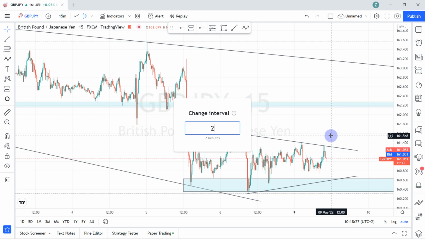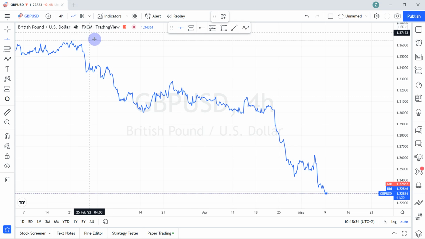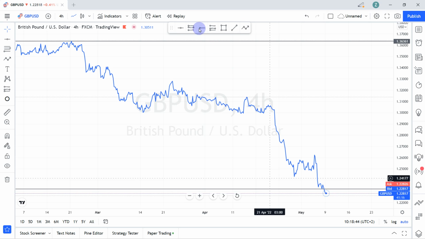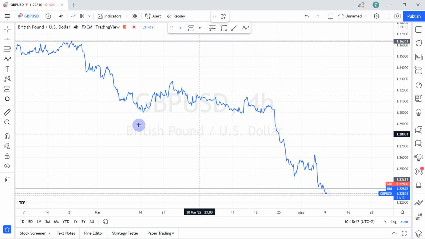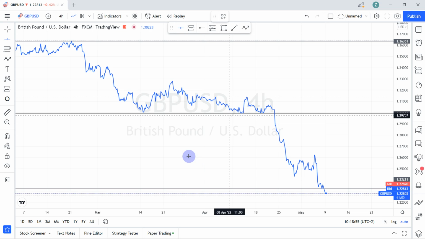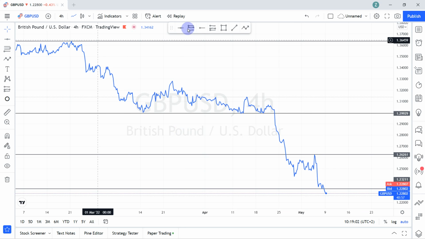So let's move on to another pair, which is the GBP dollar, the GBPUSD pair. So this is my highest high, and this is my previous low. So this is also a key level that I want to cater for. Also here, this might be a key level. That might be a strong key level.